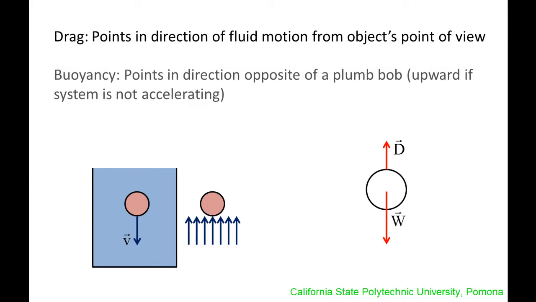The final force acting on the object is the buoyant force, which points in the direction opposite of a hanging plumb bob. The buoyant force acts at the object's center of buoyancy. If the entire system is not accelerating, like in the picture shown here, the buoyant force points upward. The buoyant force is due to the pressure being higher on the bottom of an object compared to the top of the object. Buoyancy usually is significant when a solid object is immersed in a liquid, and usually will be small when a solid object is immersed in a gas like air. After drawing the coordinate axes, we are ready to solve this kinetics problem.